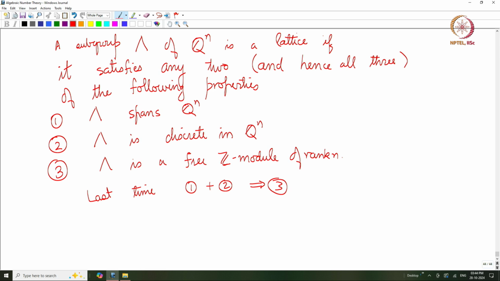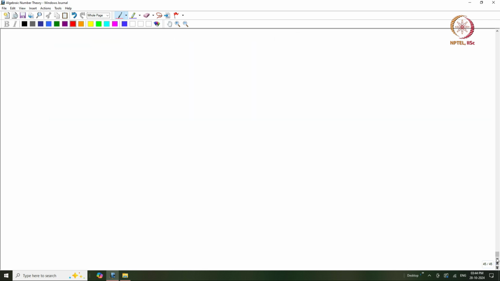This time we will finish the proof of our proposition that the image of O_K in Q^n is a lattice, and then we will consider what this lattice sits inside Q^n like, and whether that is even a well defined question or not. Okay. So, let us continue.